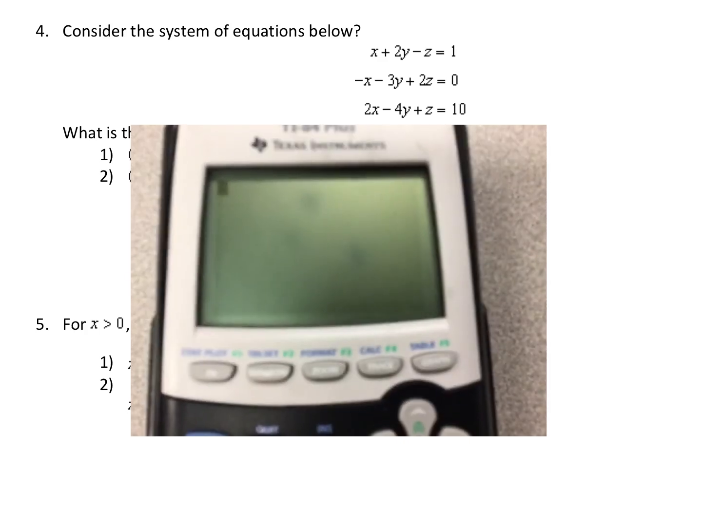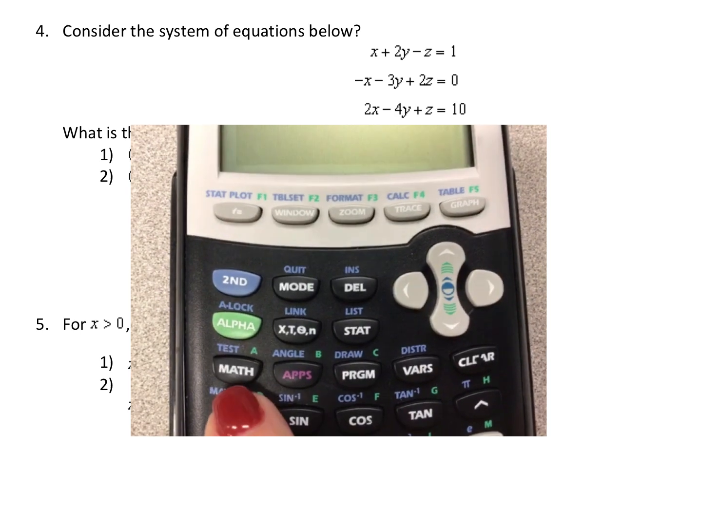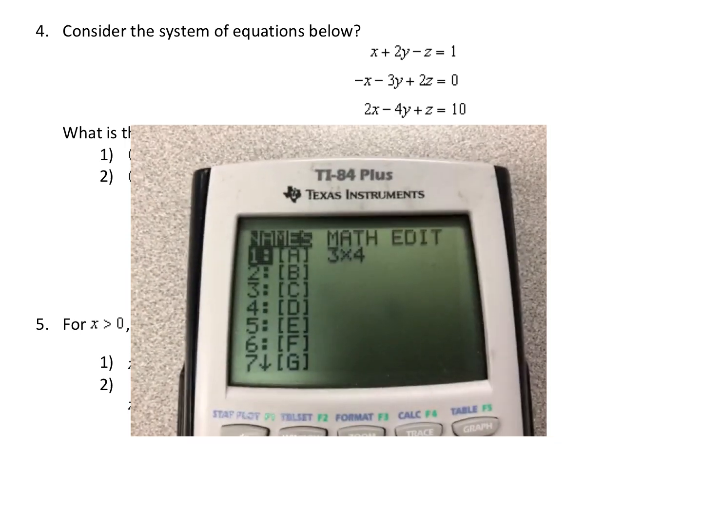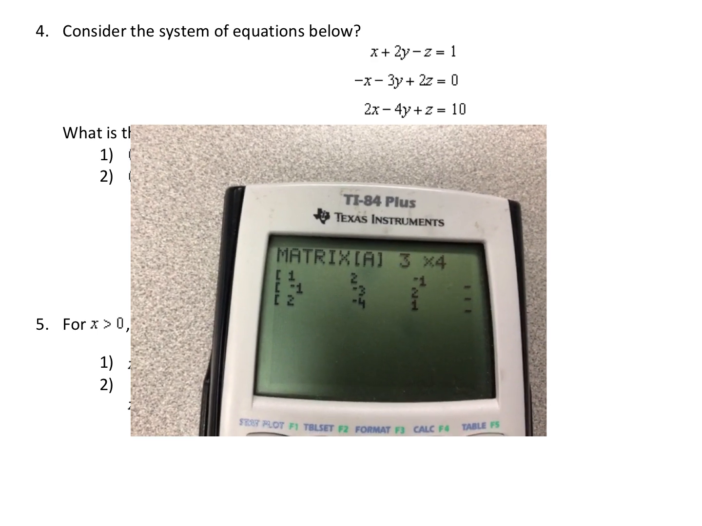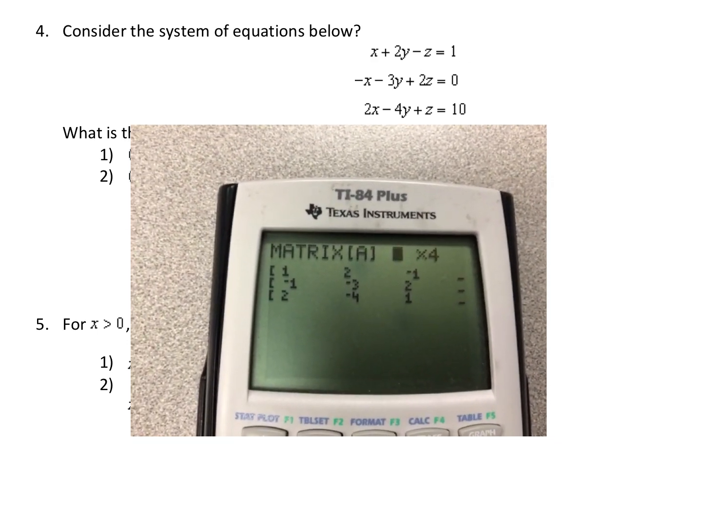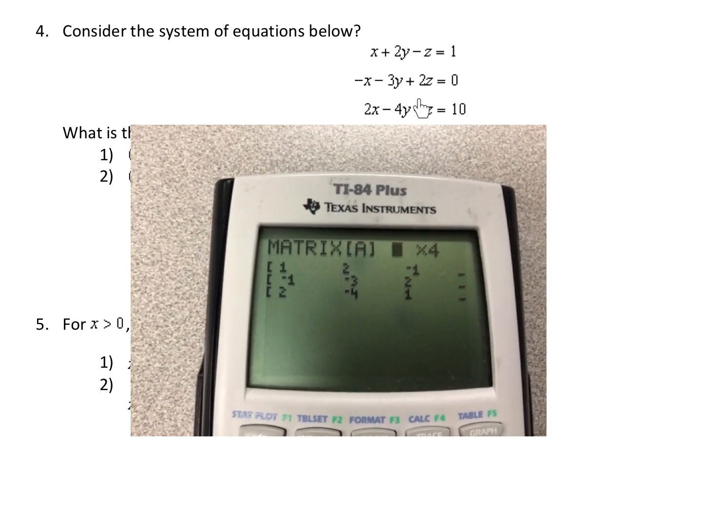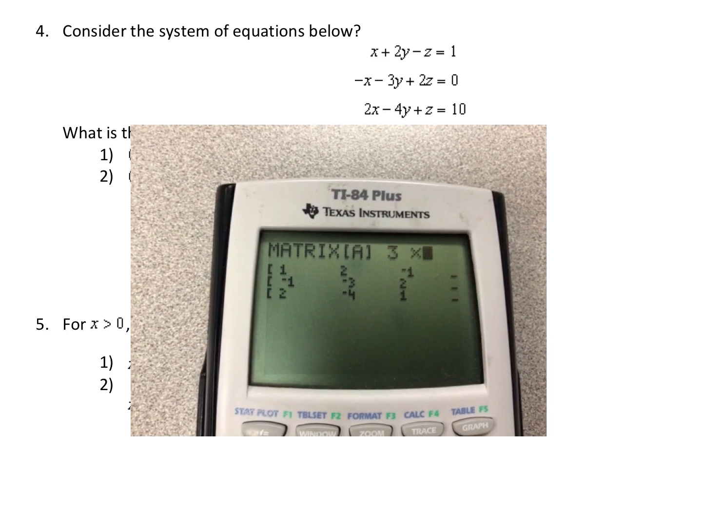Okay, so what we're gonna do is in the calculator, we're gonna hit second, and then see what says matrix right there. Okay, we're gonna go over to edit and hit enter. Now mine already says 3x4, which is what we want because we have 3 rows and 4 columns, right? 1 for the x's, 1 for the y's, 1 for the z's, and 1 for the numbers. So I'm just gonna hit enter to go right past that.